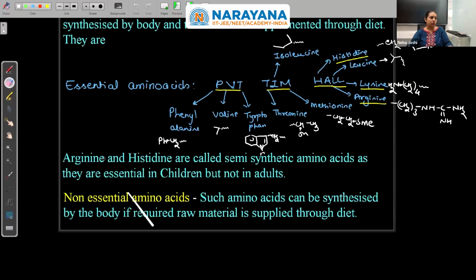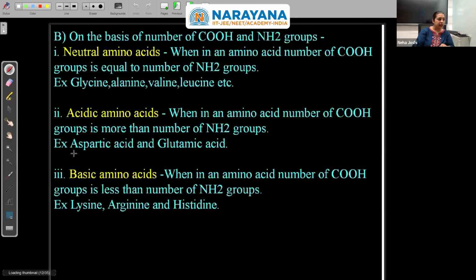I hope this is clear to all of you. So I'll write again here. Aspartic was CH2COOH. Glutamic is CH2CH2COOH. Their amides were named asparagine and glutamine. They are in the neutral zone.